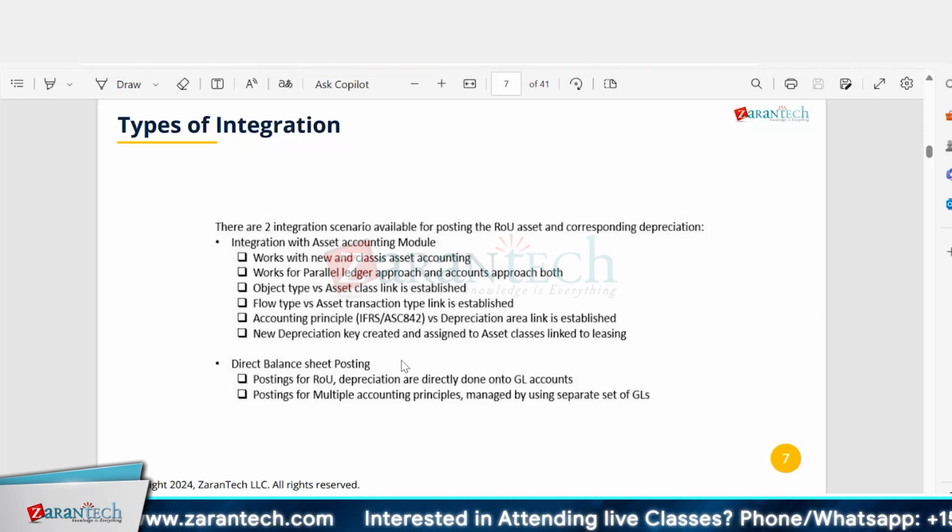Wherein in a few of the countries, they do not create asset, they would like to have direct posting to their particular GL account. So this is how we can cater to those requirements.